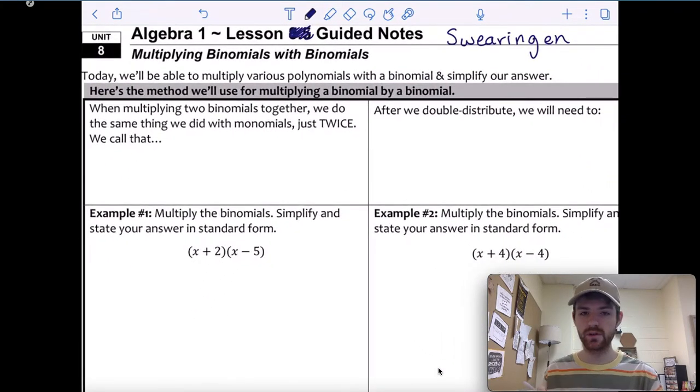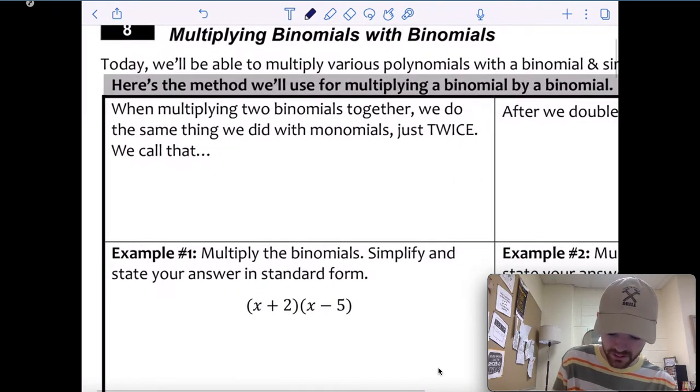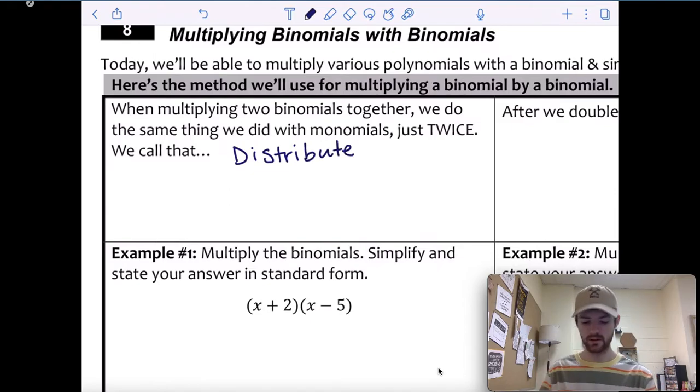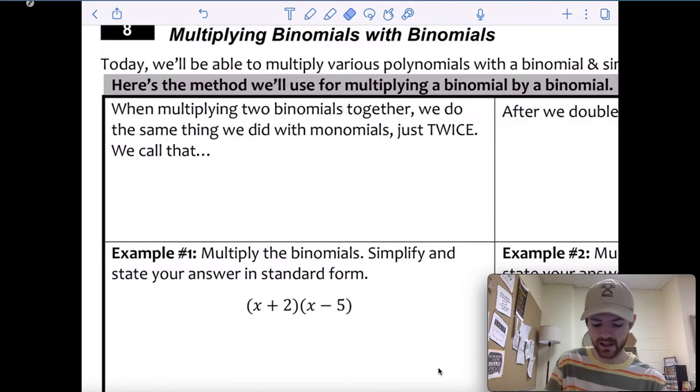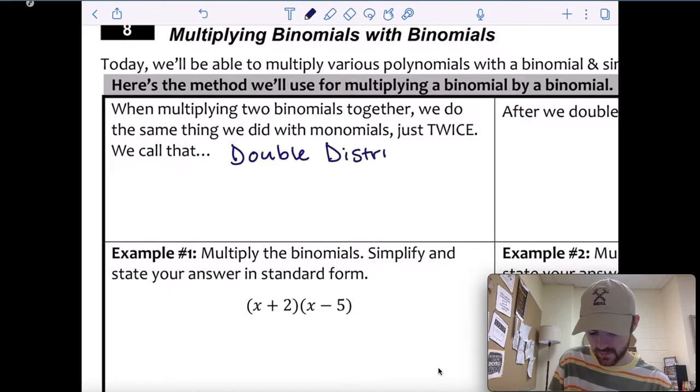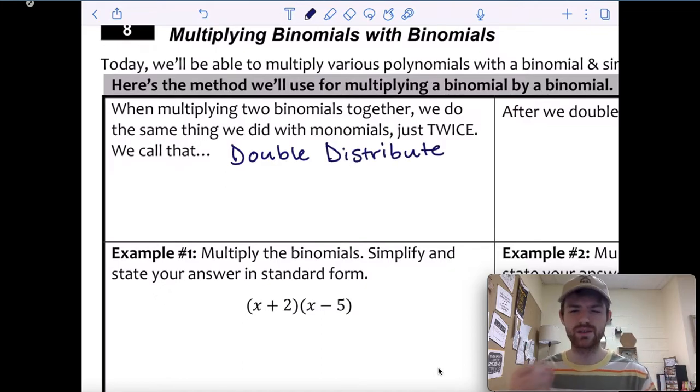The first thing we want to remember from past units is this process called distribute. We did some of this in the last lesson, 8.3. Today we're going to do it twice, and we'll call that double distribute.